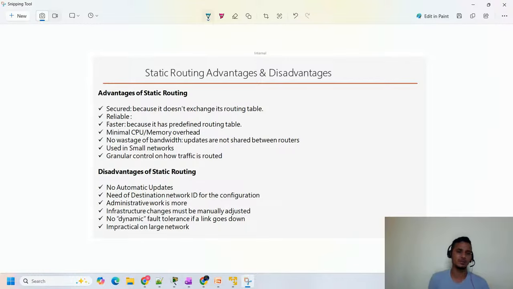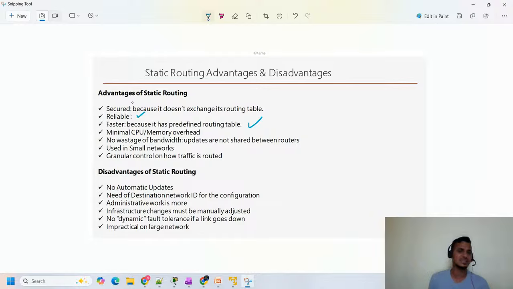And why is it reliable? Because the AD value is very low. The AD value is 1, and that's the reason it is reliable. And it is faster because it has a predefined routing table. You will understand these points better once you have an understanding of the dynamic routing protocols.